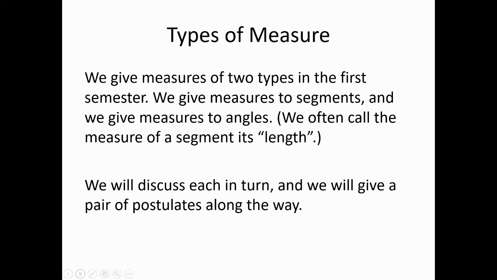So in the first semester, we give measures of two types. In the second semester, we'll add another type of measure to this, but in semester one, we do measures of two types. The first is measures of segments, often called length, and the second is measure of angles, which, as I suspect you know, is often given in degrees. So let's talk about each of these in turn, what we mean by measure of a segment, measure of an angle, and I'll also have to provide for you a pair of postulates along the way.